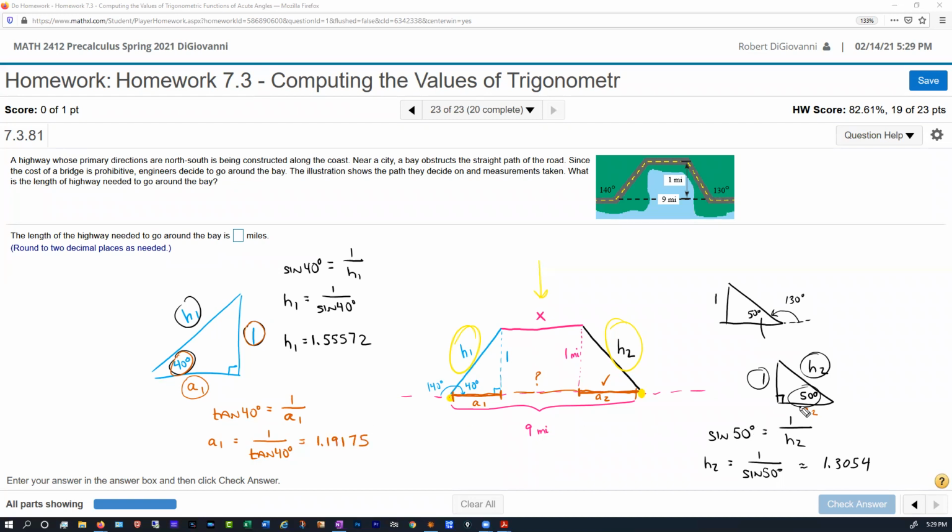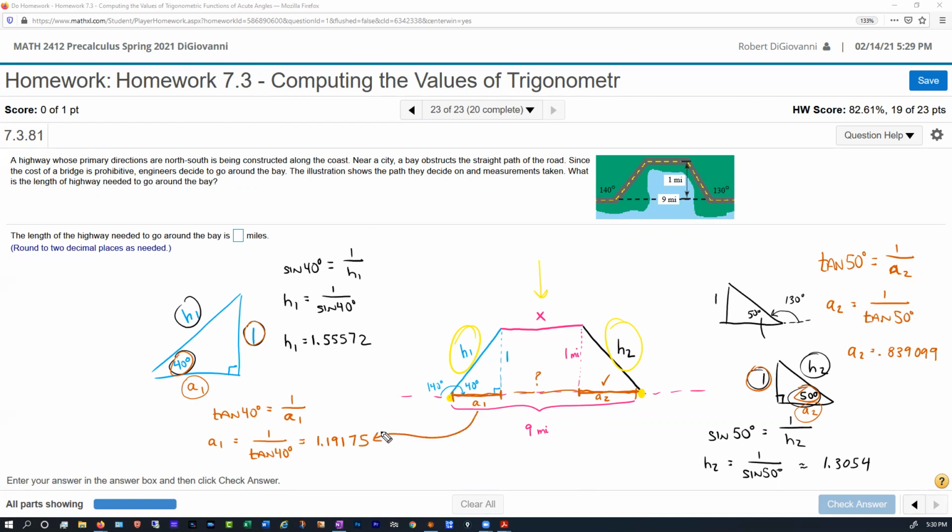Now to get A2, I'm going to do the same thing. I have 1 here, I have 50 degrees, so I have opposite. I'm looking for the adjacent, so I'm going to use tangent. So tangent of 50 degrees should be the opposite over the adjacent, which is what I want to know, A1, or sorry, A2. Multiply both sides by A2, divide both sides by tangent of 50. And so I do that on my calculator. I get A2 is 0.839099.